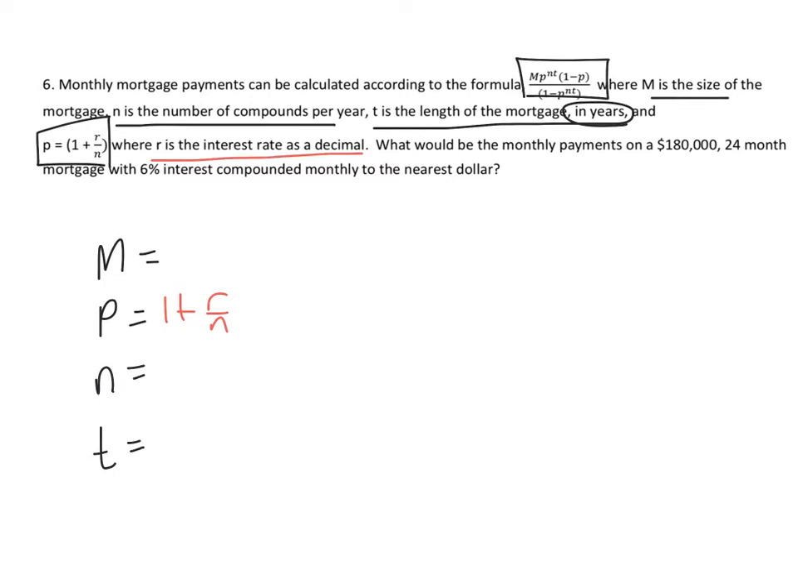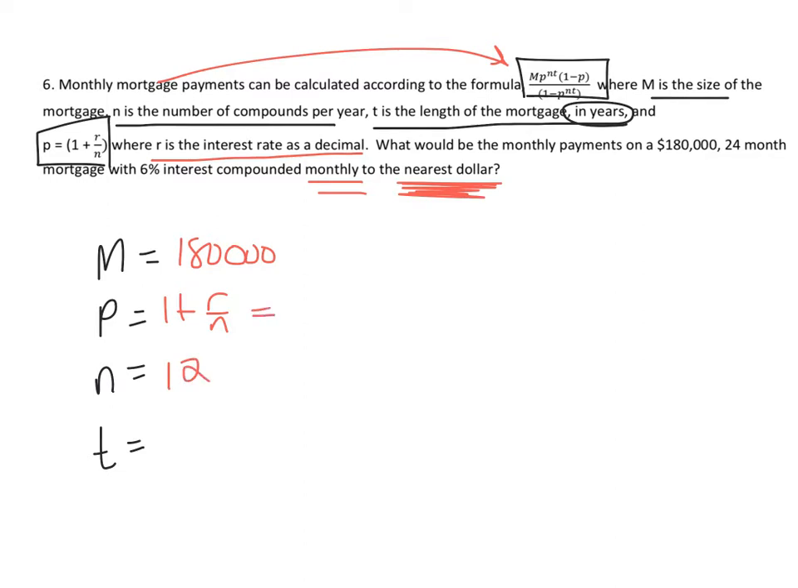They want a monthly payment, which is this whole formula. So they want you to find this whole formula on a $180,000 24-month mortgage with 6% interest compounded monthly, to the nearest dollar. This is rounding, so we're not going to forget that. So they just give you a lot of information in one sentence. The mortgage is worth $180,000, so that's M. It is compounded monthly, so that's N, 12.